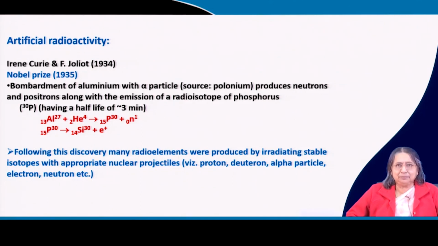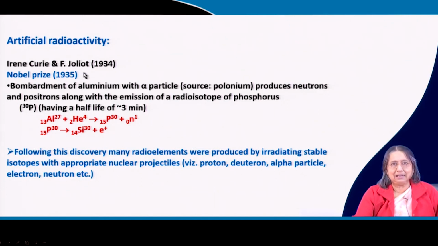So, they were also doing some experiments, and what they did was bombard aluminum with alpha particles. The alpha particles they got from polonium, which is also a radioactive element. But what is the observation? It produces neutrons and positrons along with the emission of a radioisotope of phosphorus. This is the artificially produced radioisotope of phosphorus. It is artificial radioactivity, an artificially produced radioactive element.